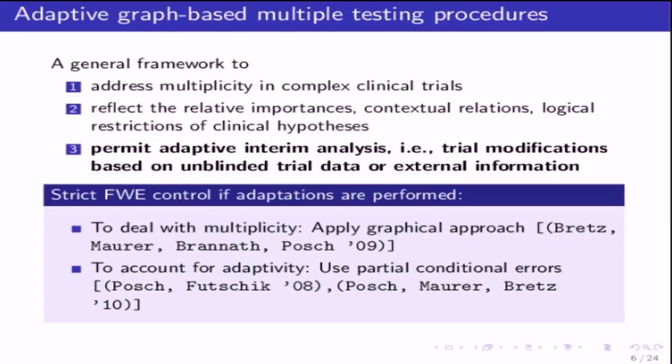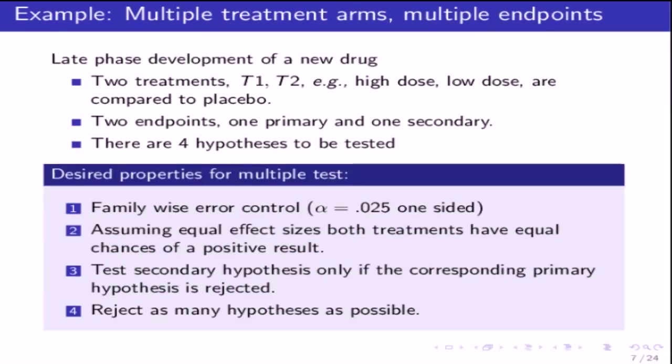So to deal with multiplicity, we simply apply the graphical approach, which was published by Frank Bretz, Willi Maurer, Werner Brannath and Martin Posch in 2009. And to account for adaptivity, we use the partial conditional error, which I will explain later on. So first, let me explain the graph-based multiple testing methods, and I will illustrate it on one example, which I will use throughout the remainder of my talk.